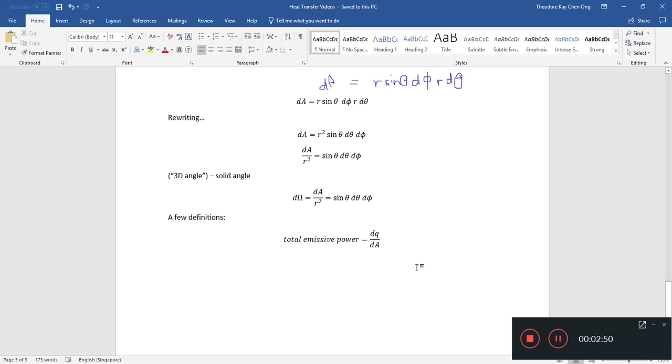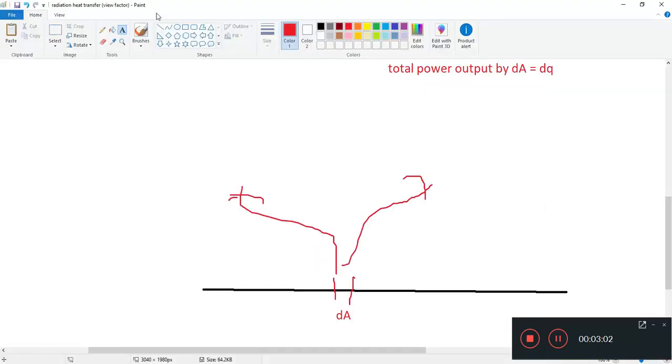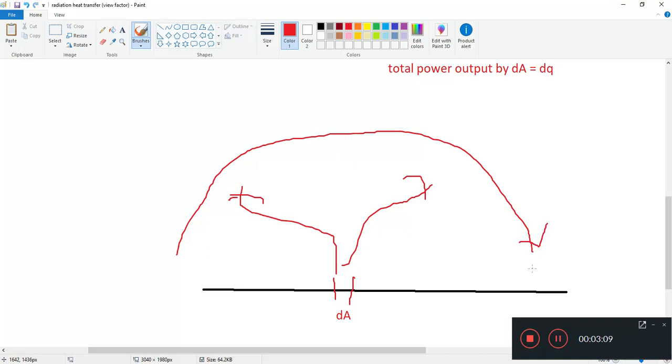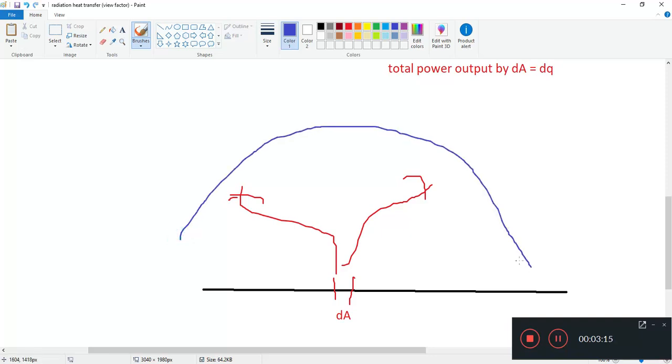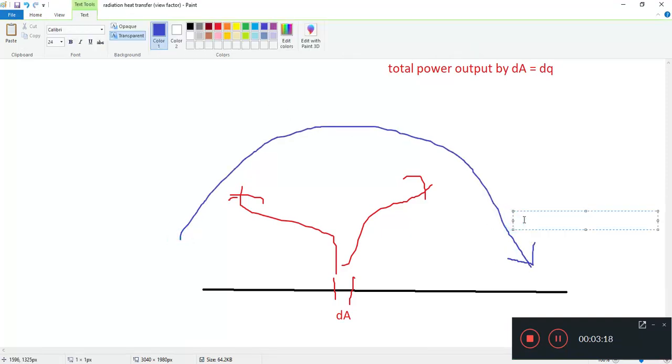Now, we can't just consider it like that. We consider the total power output because it's a total emissive power. So that's summing up the power output across all angles. Across all angles it is summed up, and if you want to use what we have learned earlier, this total emissive power is the sum over all angles, or the entire solid angle.